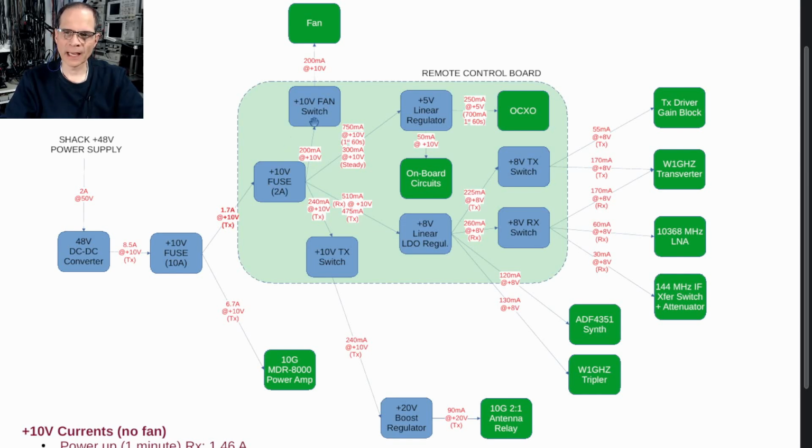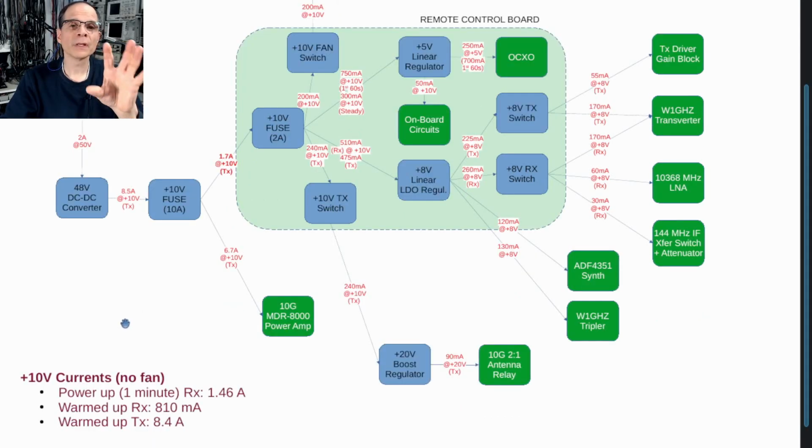I've also added, as you know, provision for a cooling fan, and I have a solid state switch, and I allocated 200 milliamps at 10 volts for the fan. So if we summarize the current consumption with no fan running, in the first minute after power up, when we're in receive, of course we won't be transmitting because the system is warming up, it'll be drifting like crazy anyway.